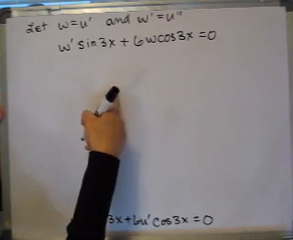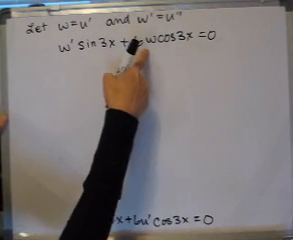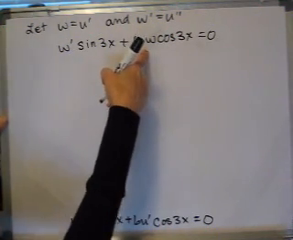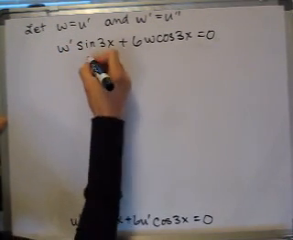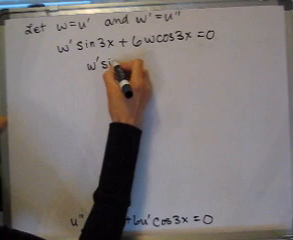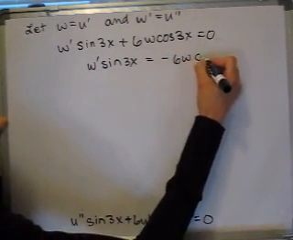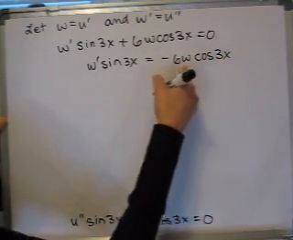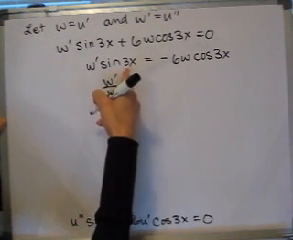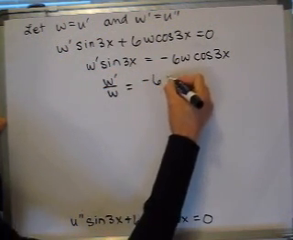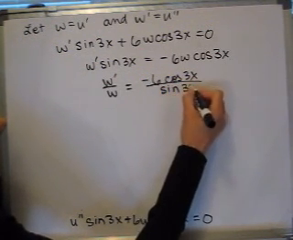So what we can do, we can solve this differential equation. W is the unknown function that we're looking for. It's either first order linear or it's separable. I'm going to go ahead and solve it as a separable differential equation. So I'm going to get all the w's on one side and all the x's on the other. So I would get w prime sine of 3x is equal to negative 6w cosine of 3x. And if I divide by w, I'm going to get w prime over w equals, dividing both sides by sine of 3x, negative 6 cosine 3x divided by sine 3x.